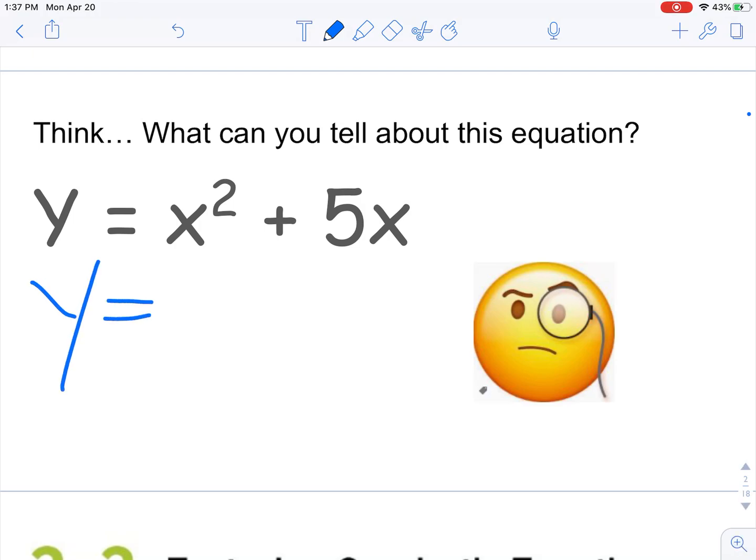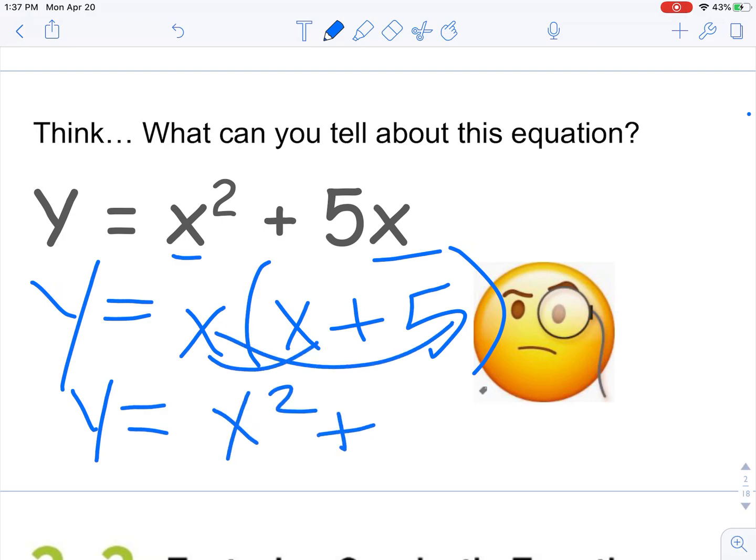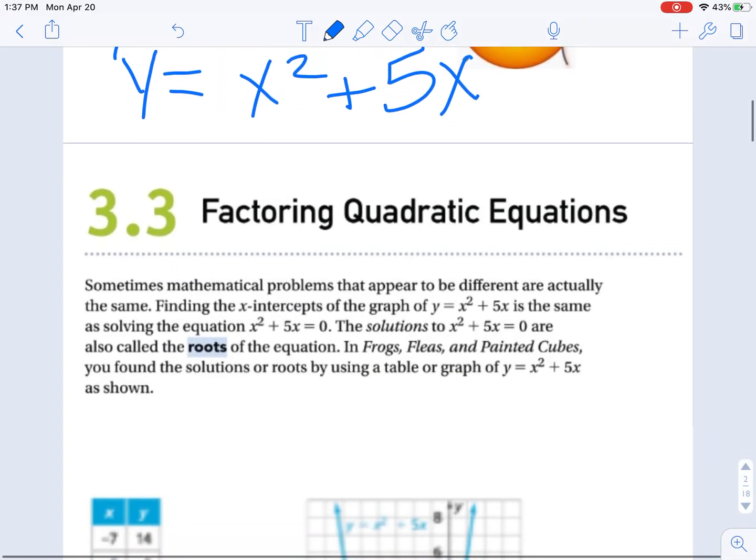So I'm going to go ahead and do that here. I'm going to take out the x, which is the common factor for each term, and so it's x times (x plus 5). Okay, so the opposite of the distributive property tells me that this would also be y equals x times x, so x squared, plus x times 5, which is 5x. Okay, but it's actually the factored format that we're going to look at that's going to help us with today's lesson. Okay, so here we go.